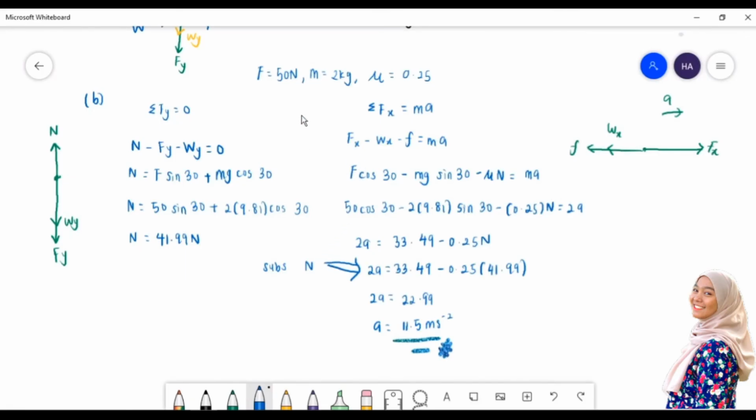Jadi, kita masukkan nilai F, 50 cos 30 minus 2 times 9.81 times sin 30 minus 0.25 sebab dia dah bagi mu, 0.25 darab N equals to mass dia dah bagi 2 kg, 2 darab A. So kita dapat 2A equals to 33.49 minus 0.25 N. Tapi kita dah dapat nilai N tadi dekat sini, 41.99. So kita substitute saja nilai N. So 2A equals to 33.49 minus 0.25 darab 41.99. So kita dapat 2A equals to 22.99. So A equals to 11.5 m/s^2.